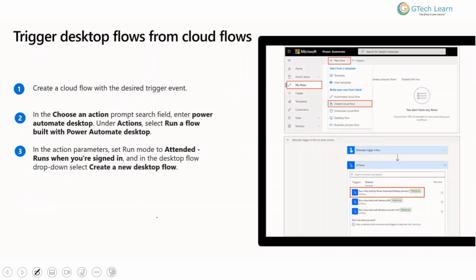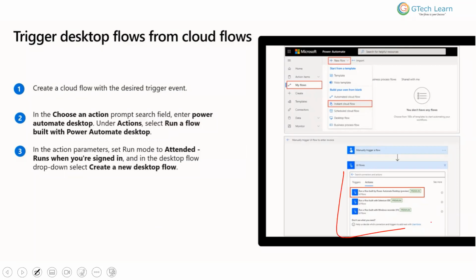Talking about triggering the desktop flow from the cloud flow, that is also a possible thing. We just need to create a cloud flow in my environment, and then we need to select a connector for my desktop flow execution, and then we need to select which flow needs to trigger on which machine. So you need to create them accordingly.